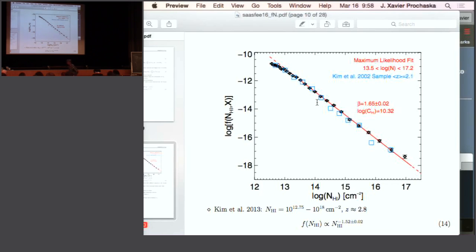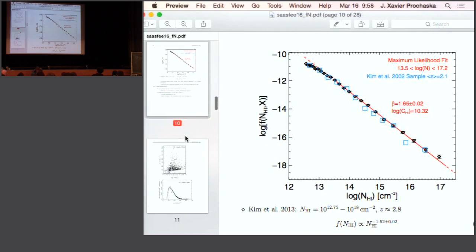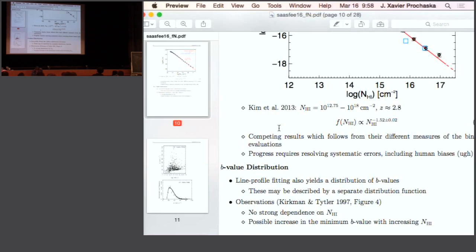That's a number to take away in terms of the distribution of gas here in the IGM. A power law distribution is a pretty good description over quite a few orders of magnitude in the column density, with an exponent of order minus 1.5 to minus 1.6. Good. That's the column density distribution.